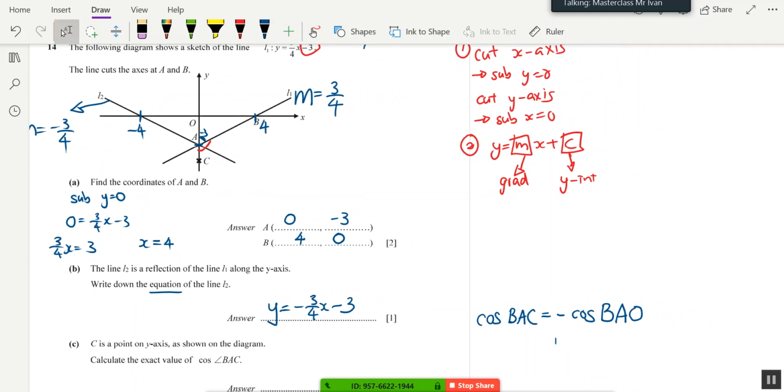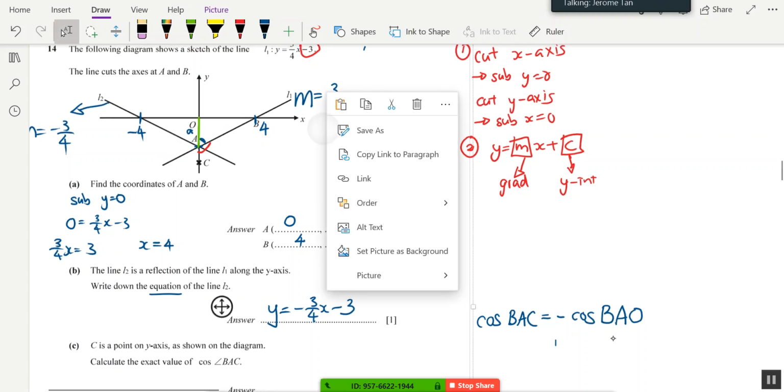Okay. Then here comes the tricky part. What is cosine of BAO? So if this guy is the angle, where is the adjacent? The adjacent is here, right? So here to here is how many? Jerome, here to here is how many? The green one. Here to here, how many? I don't need the negative sign, I just want the value. 3. Very good.